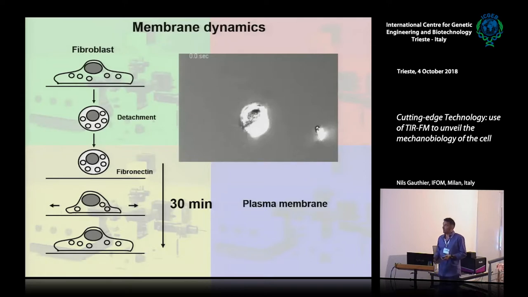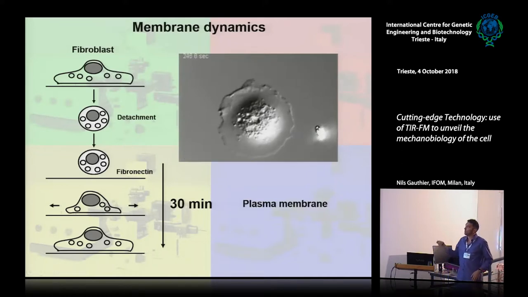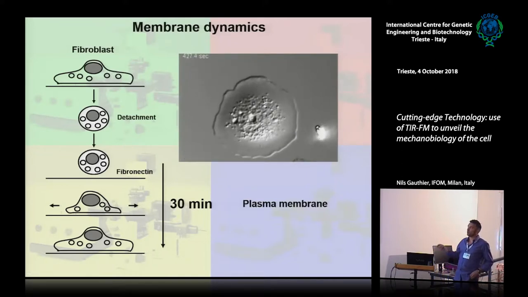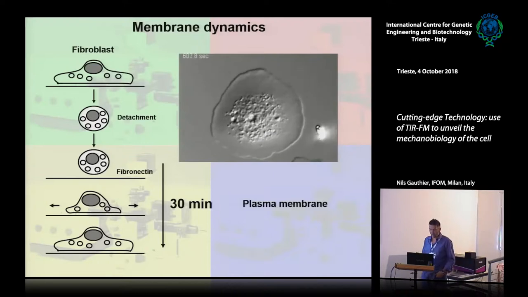Then what are the questions? Obviously you have a huge change in shape here. I put back a piece of the movie here that you remember. Then what's the contribution of membrane trafficking during this change in shape?